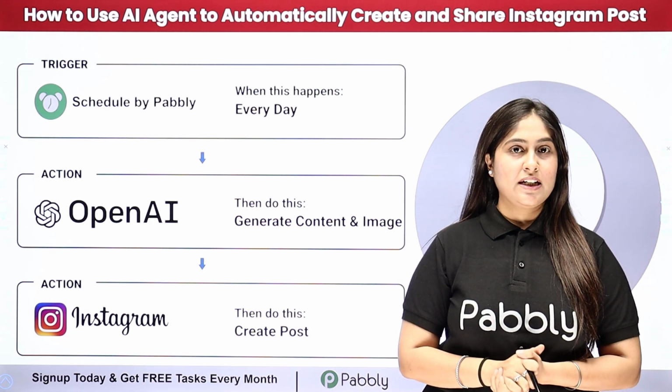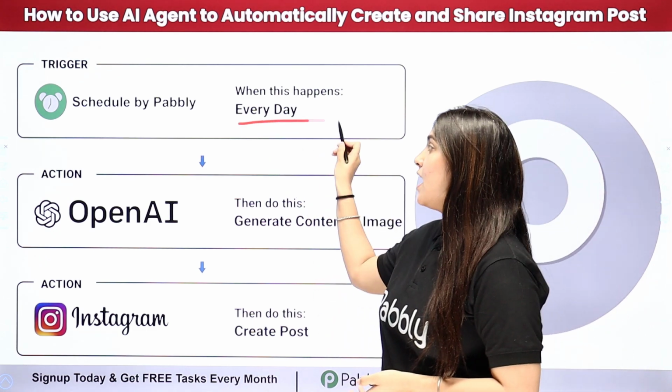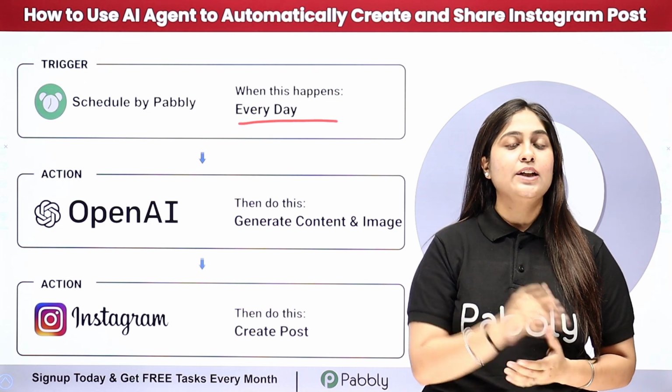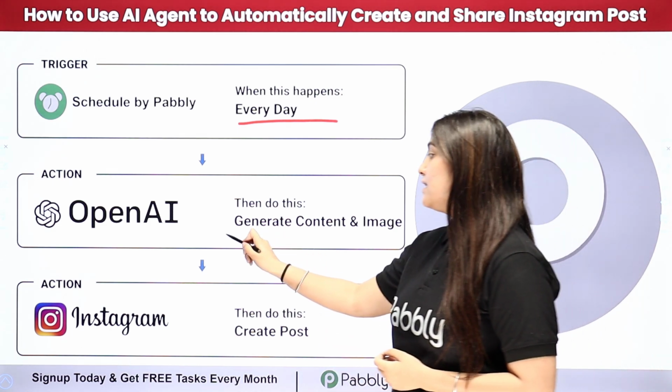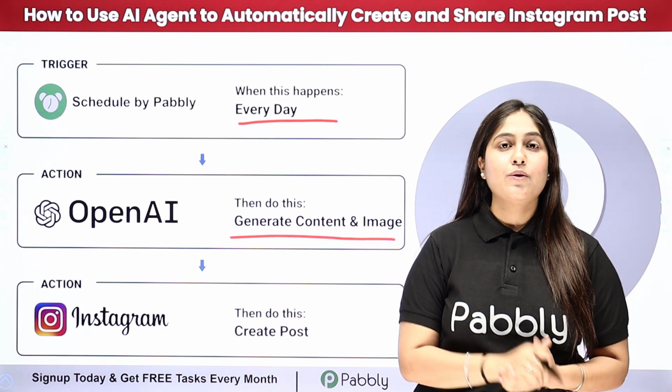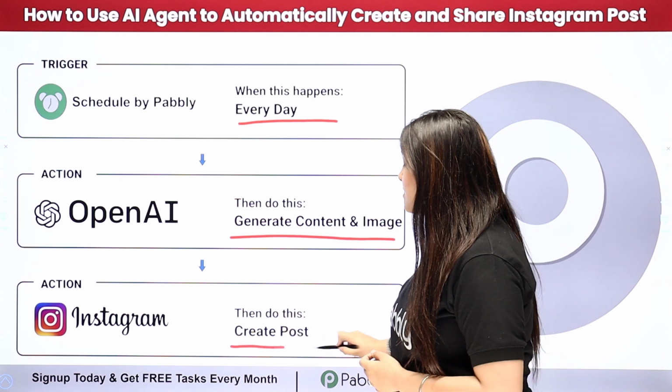So now here my objective is that every day at a specific time, using Schedule by Pabbly, I want to automate the entire process where I need to use OpenAI to generate the content and the image for my post, and after that automatically I want to post that content on my Instagram as a new post.